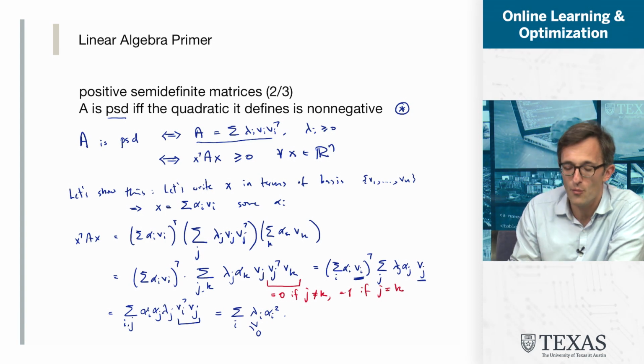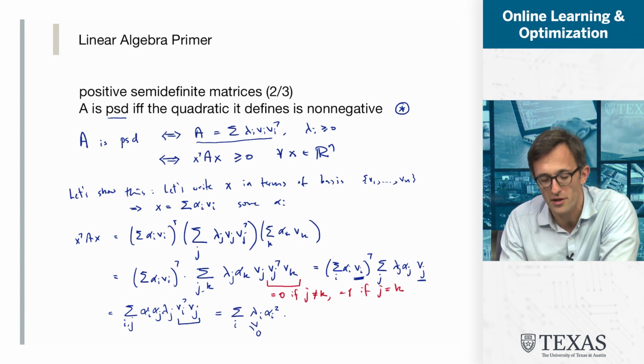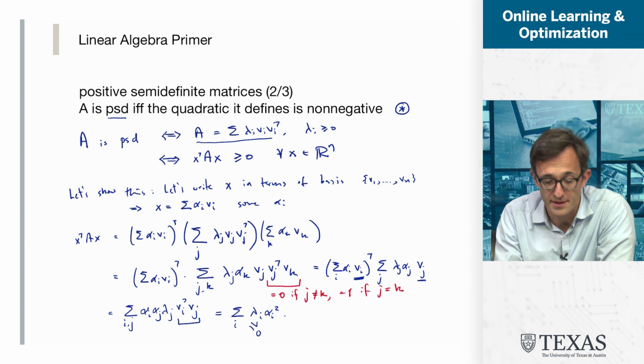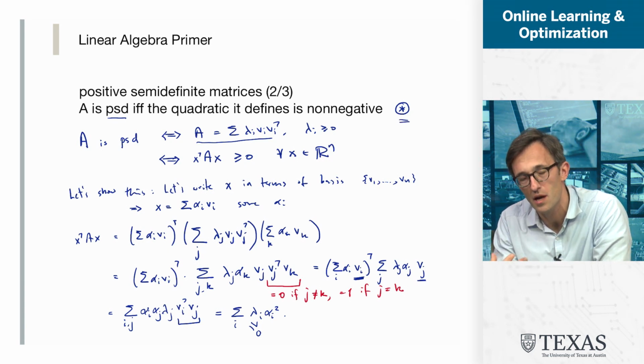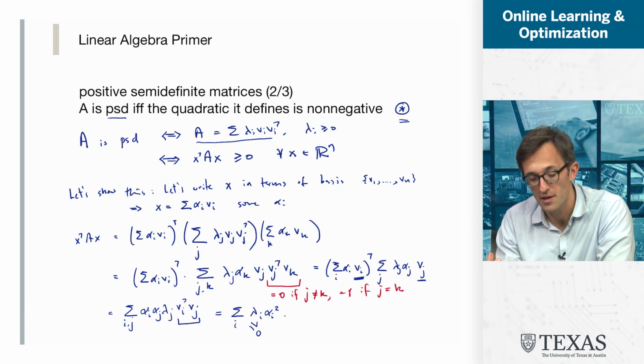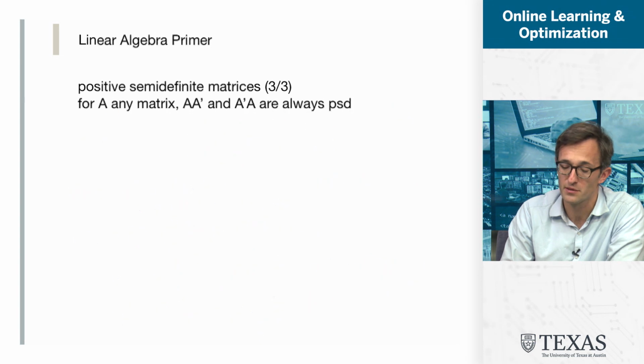Okay, so the reason for doing this calculation is not only did we see that star holds, but it also gives us a little bit of a sense of the power, in terms of calculation, of what we get when we have this eigenvalue decomposition in terms of perpendicular vectors.